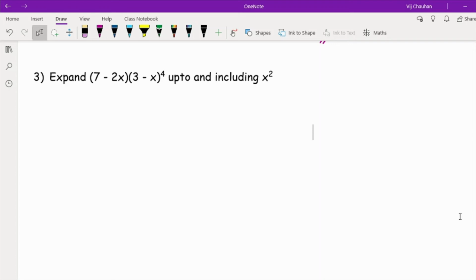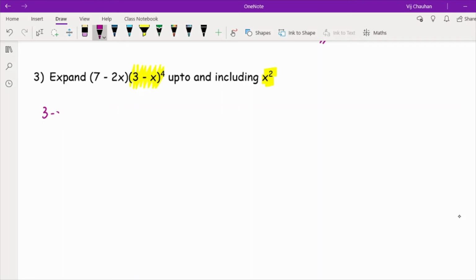So in this third example, we've got a very similar question to number 2. Again, looking at this, we've been asked to expand (7 minus 2x)(3 minus x) to the power of 4, up to and including x squared. For this, we first need to expand (3 minus x) to the power of 4, going only up to x squared. So I don't need to do the full expansion, I only need to go up to x squared.